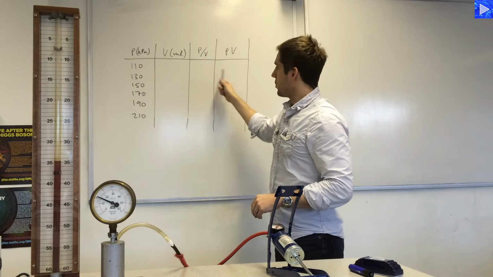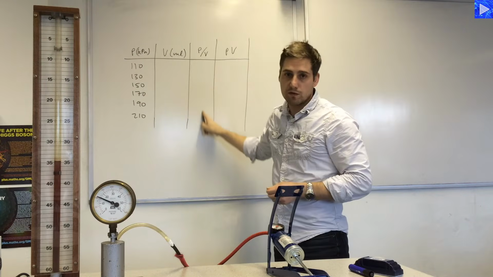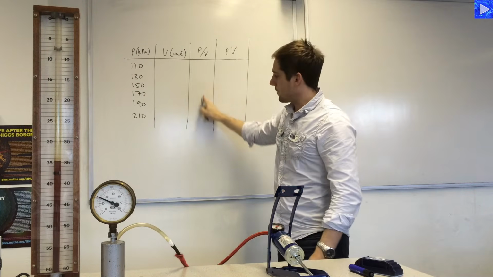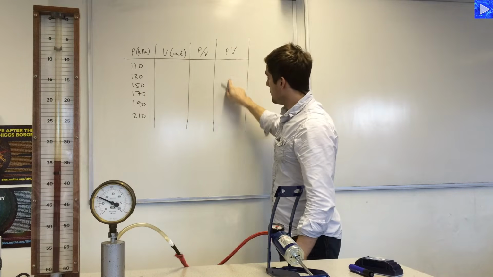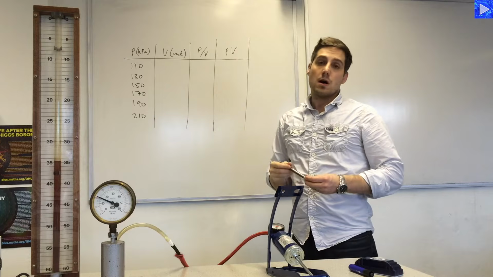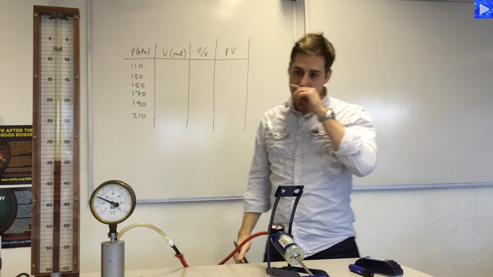So the extra columns here are to do a test. Firstly, pressure divided by volume. If all these values are the same, then pressure and volume are directly proportional. If all these values, pressure times volume, are constant, then they are inversely proportional. So that data will go in there.